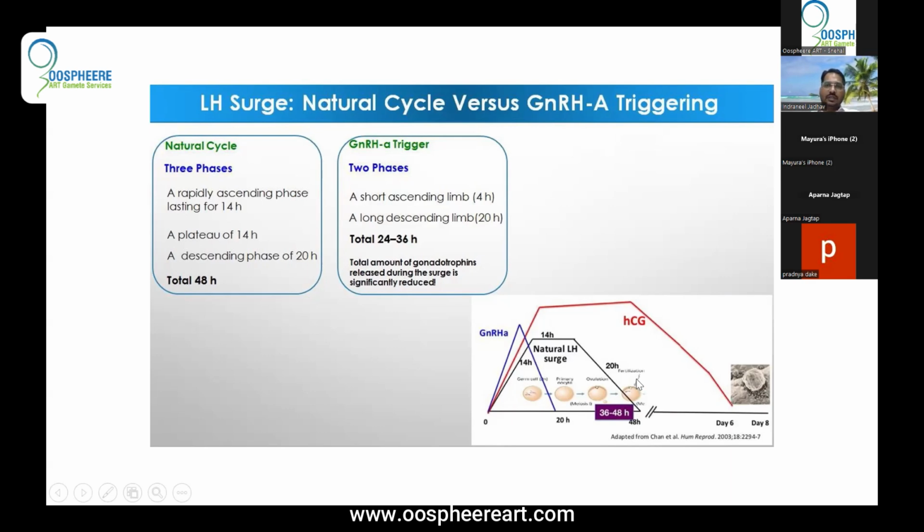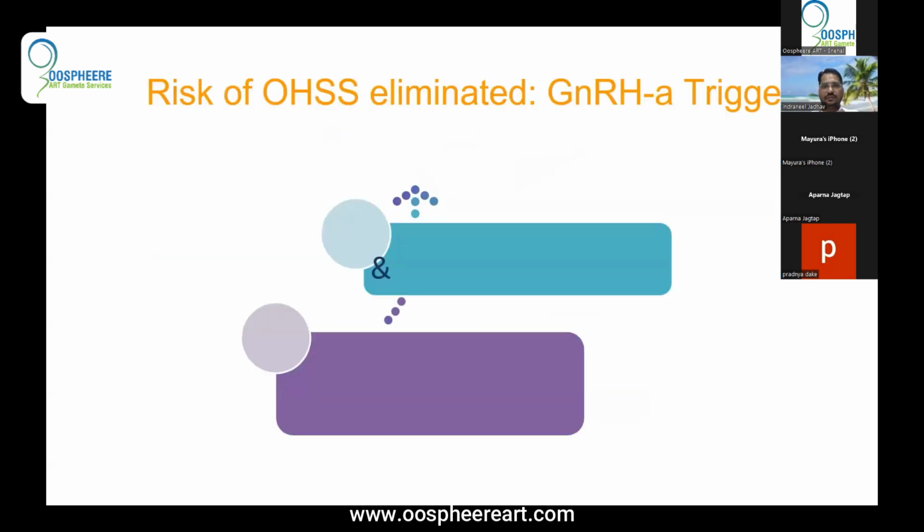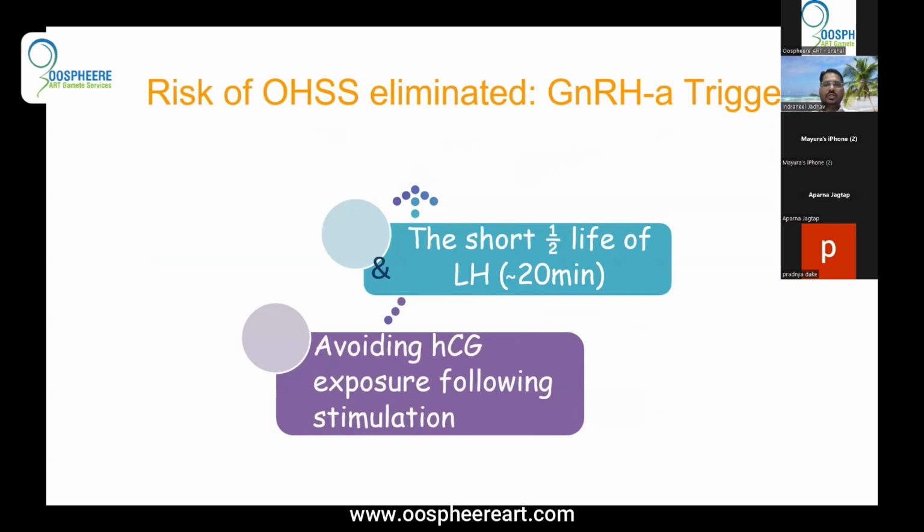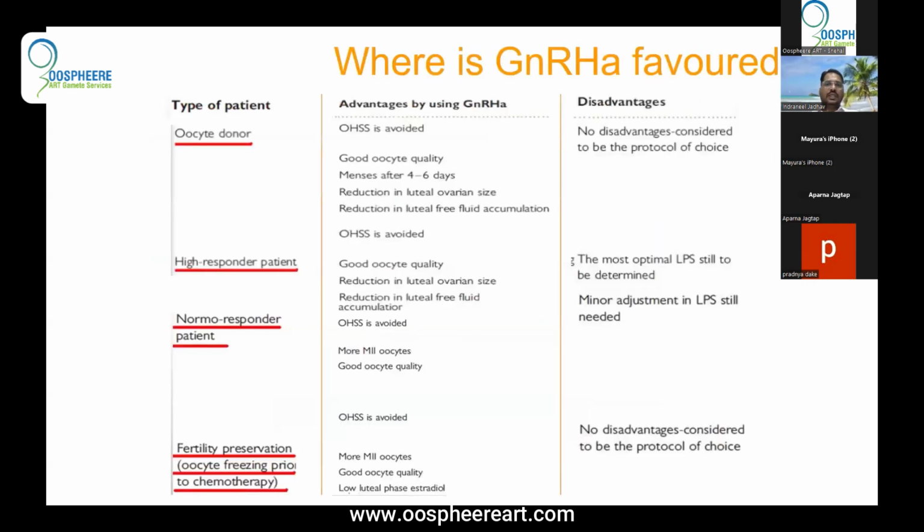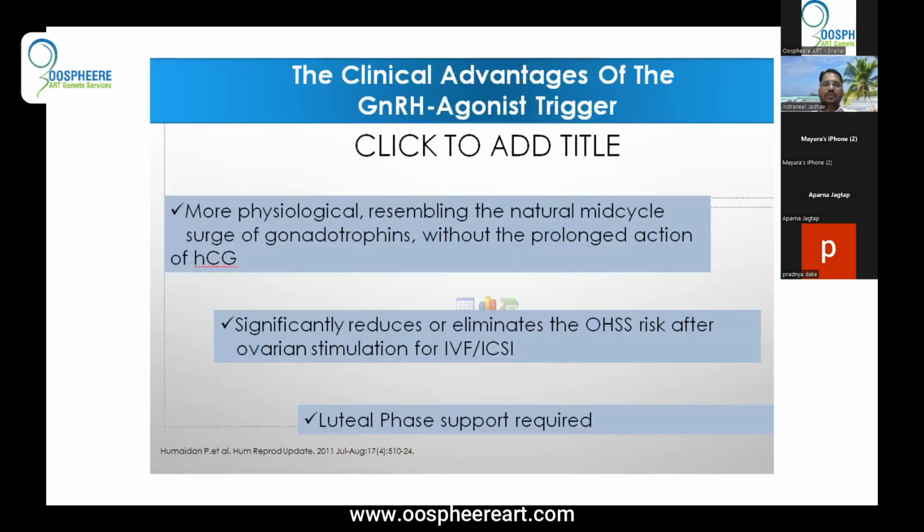So the half-life or the duration of the GnRH agonist trigger is limited, and that is the crux where it is curbing the complications of HCG trigger. With GnRH agonist trigger, the risk of OHSS is eliminated due to short half-life, and also HCG exposure is not there. So GnRH agonist trigger may be favored in oocyte donor patients, high responder patients, normal responder patients, or in patients undergoing fertility preservation. So it is more physiological, eliminates or reduces the risk of OHSS, but luteal phase support is required.